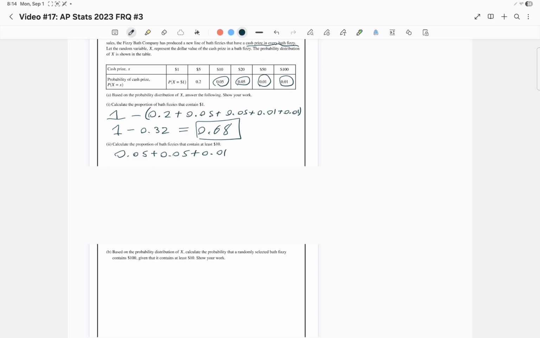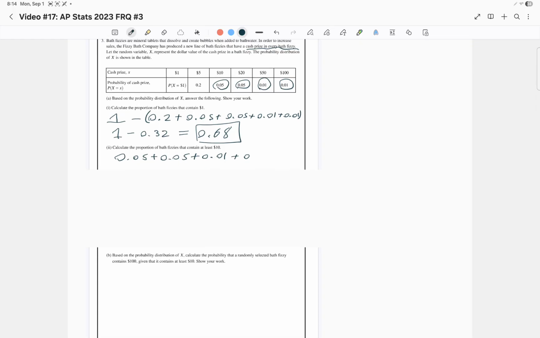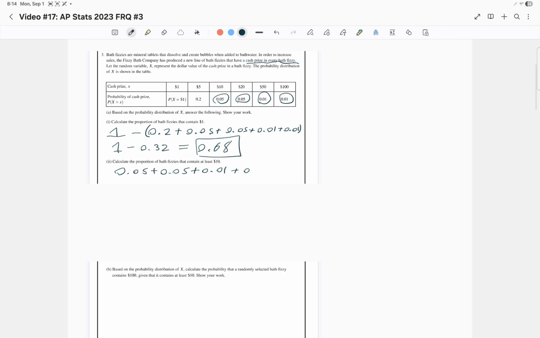Oh, I'm sorry. Proportion of bath fizzies that contain at least. Oh, I'm sorry. No, that's right. A proportion could be a decimal. I'm sorry, it could either be a decimal or a percent, not decimal and a fraction. I don't know why I said fraction. No, that's fine. It still could be a decimal. That doesn't change anything. But for some reason, when I thought proportion, I thought fraction. But I don't think you would represent that as a fraction anyway.